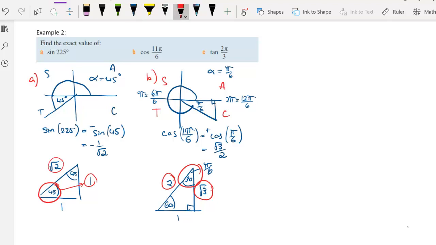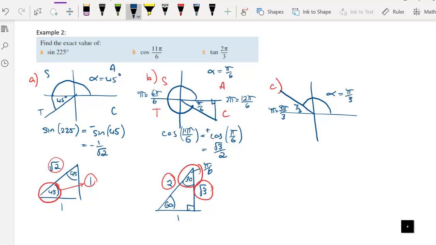Now we'll look at the third one, and here we're looking at tan 2 pi on 3. So here, because we're looking at pi on 3, this pi is the same as 3 pi on 3. So it means we're going 2 out of 3, and we have 1 left over, which means our acute angle is pi on 3. If we throw CAST in here early, we know already that sine's the only one that's positive in this quadrant, so tan will be negative.